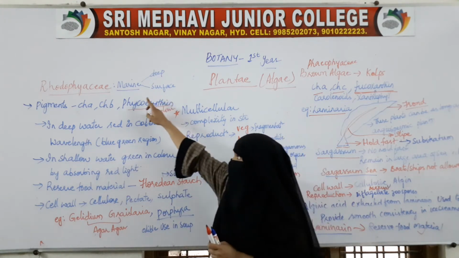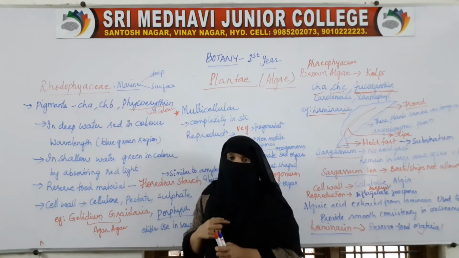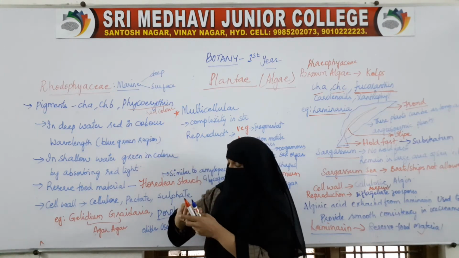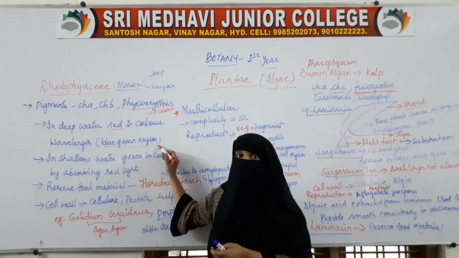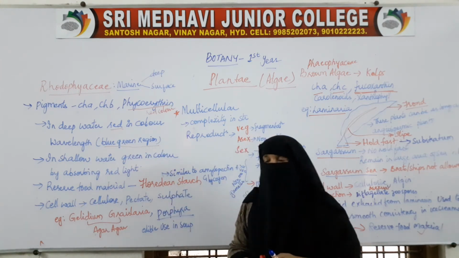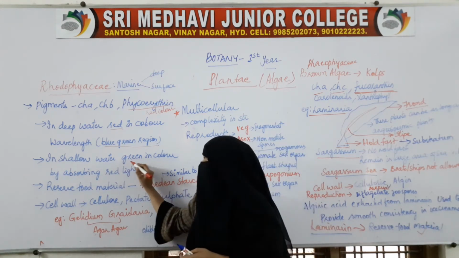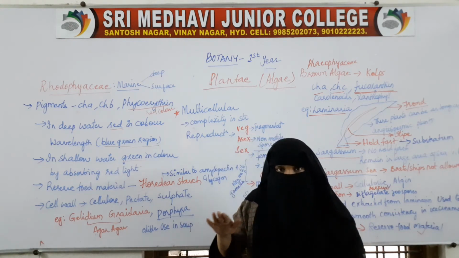So, the Rhodophyceae present in deeper water have red color. They are red in color because they absorb the wavelength of the blue green region, and that gives red color. In shallow water, on the surface, they appear green in color.